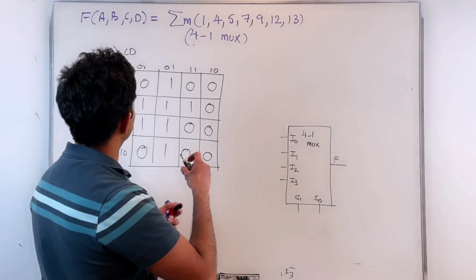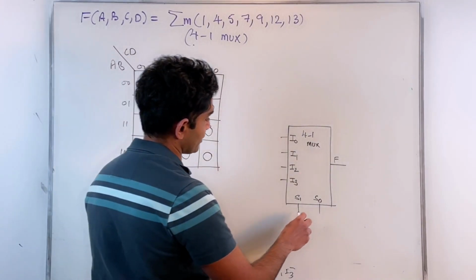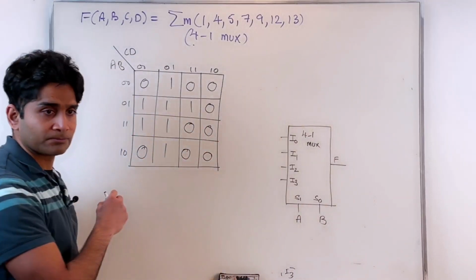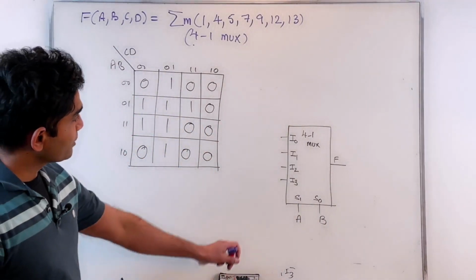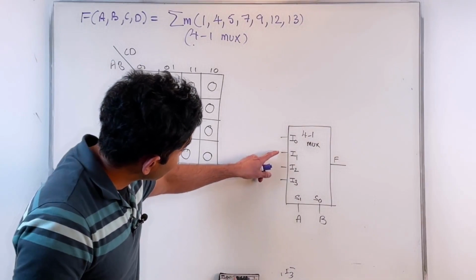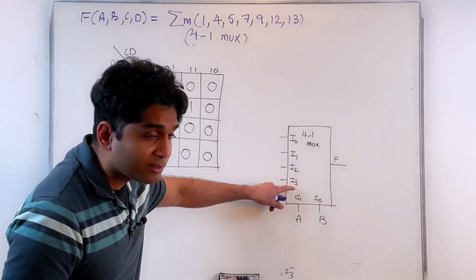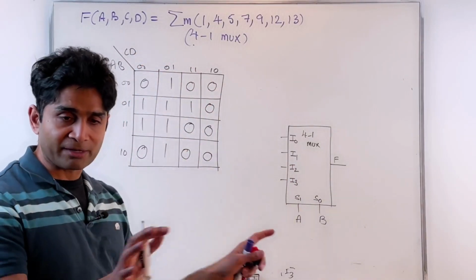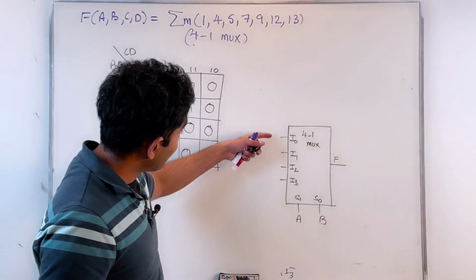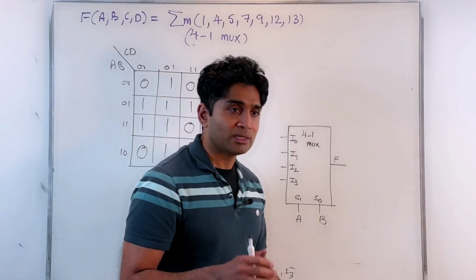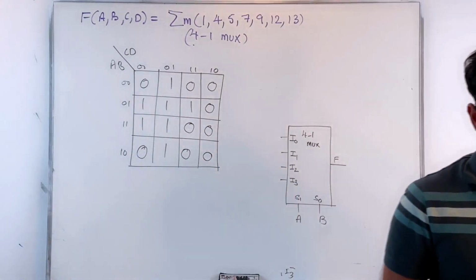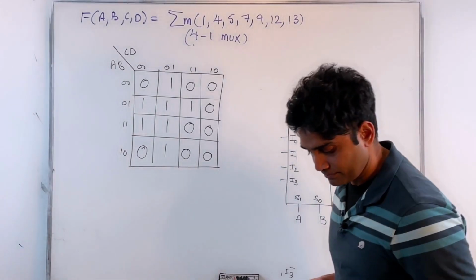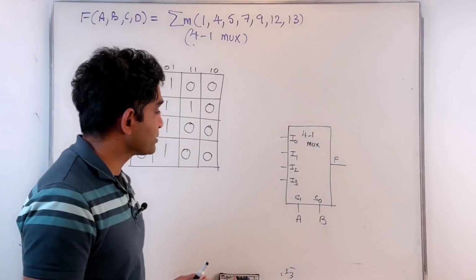So let's say, for example, I would like to fix A and B here. So I take A and B as my inputs and fix them here. What that means is what I'm applying for I0 through I3 are going to be functions of only C and D, because A and B are fixed. In what way can I determine what should be applied? I can do that using this K-map.